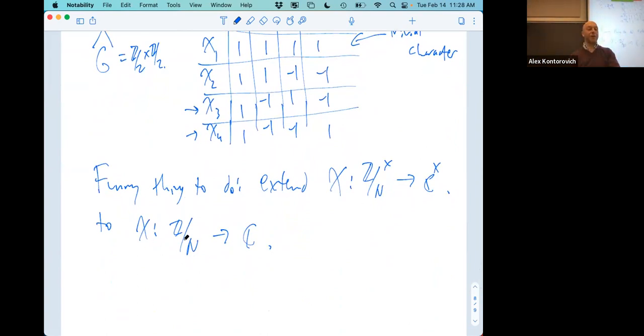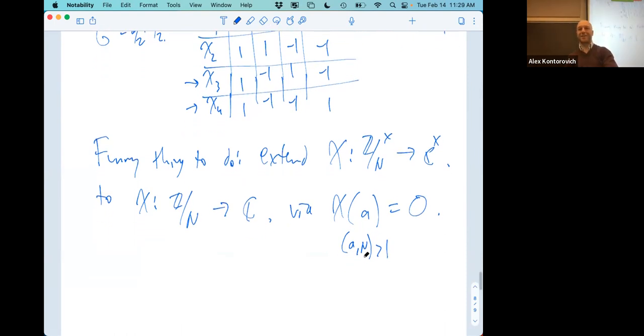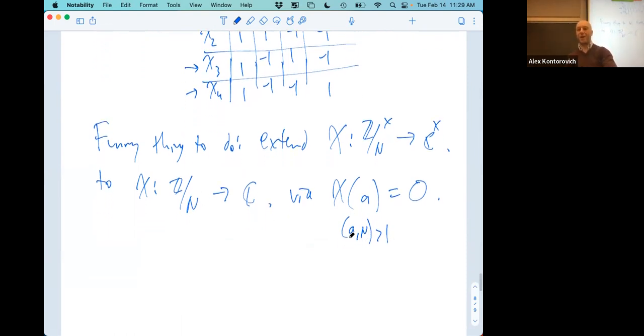We're going to extend chi to a function that is no longer a character. It's going to take values in all of C via chi of A, if A is not coprime to n, we're just going to set to 0. We're sort of ruining the multiplicative structure by allowing chi to be defined on the full quotient, just zeroing out on the elements of the group Z mod n that are not coprime to n. If you are coprime to n, you take the value that chi already assigned.